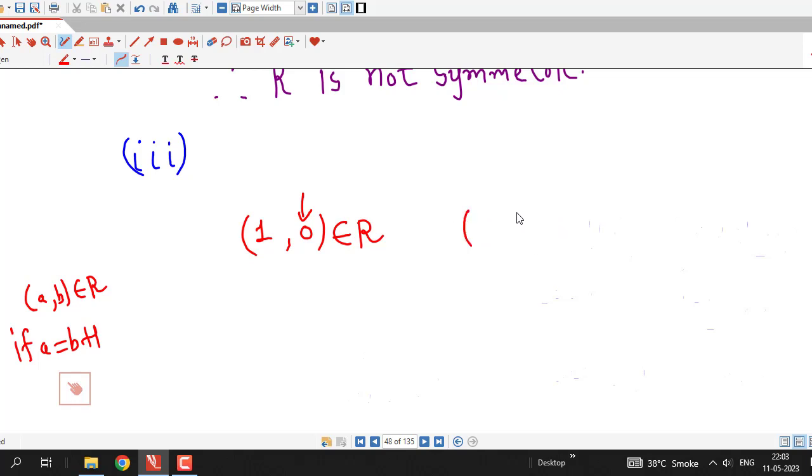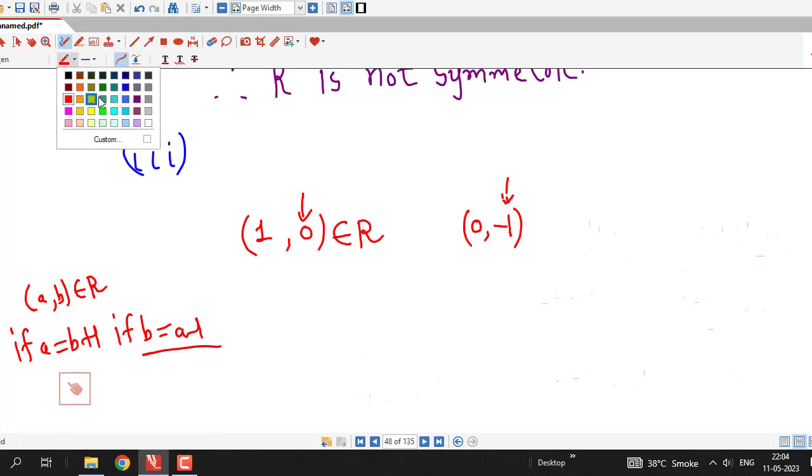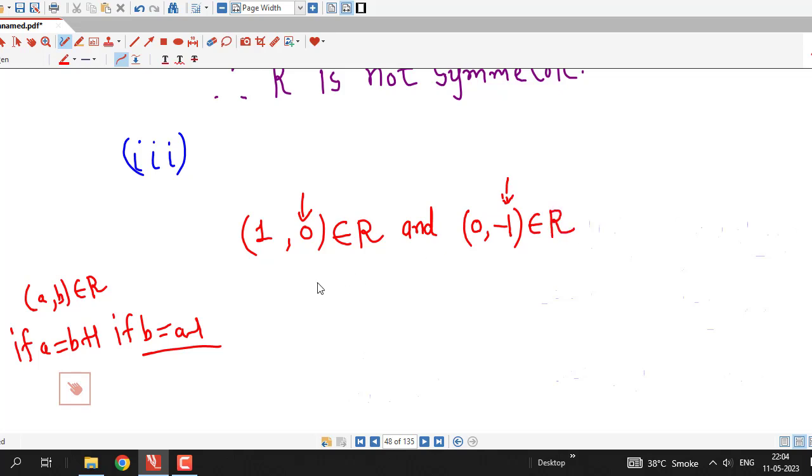Now we have to consider another pair in such a way that the first component of that pair is 0. So what element do I have to write? We can see from this that B equals A minus 1. Here A is 0, so 0 minus 1 is minus 1. If I add 1 to this component, I will obtain 0. So we have obtained that (1, 0) belongs to R and (0, -1) belongs to R.